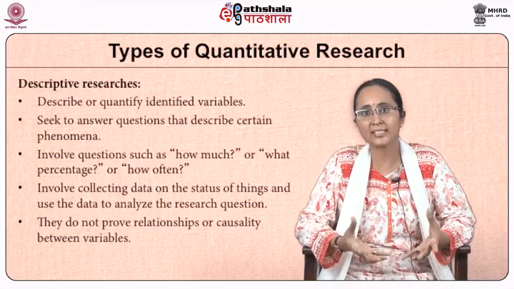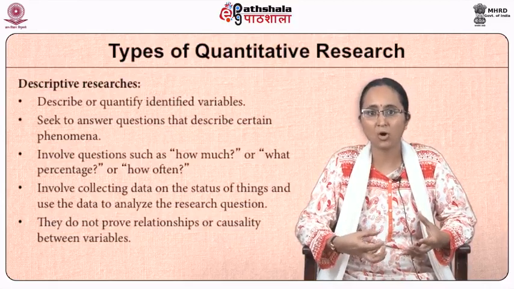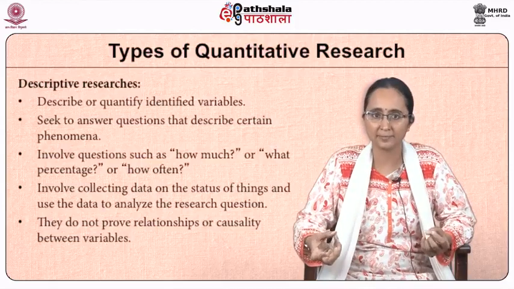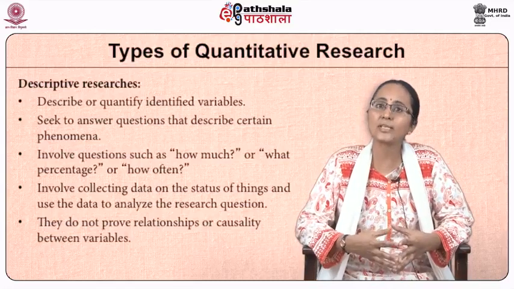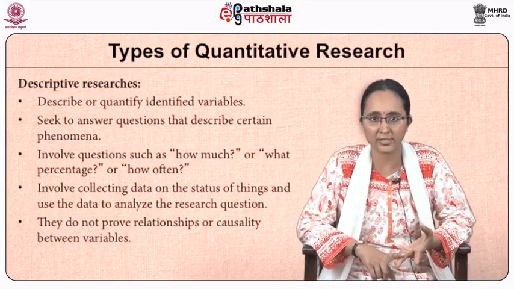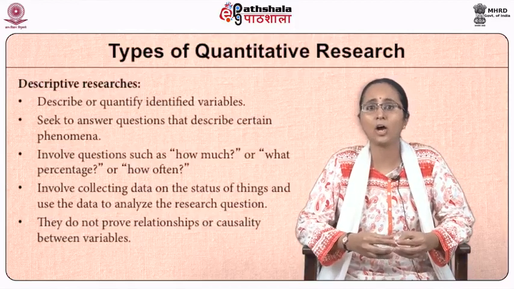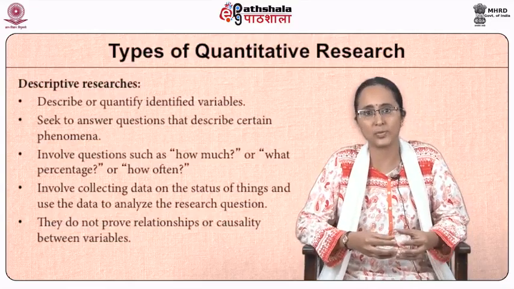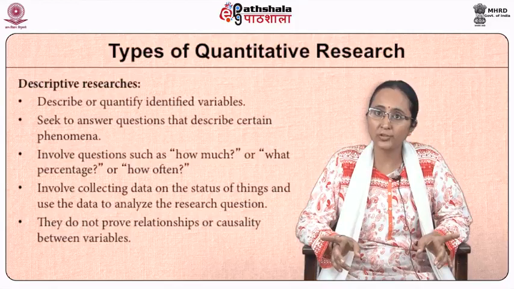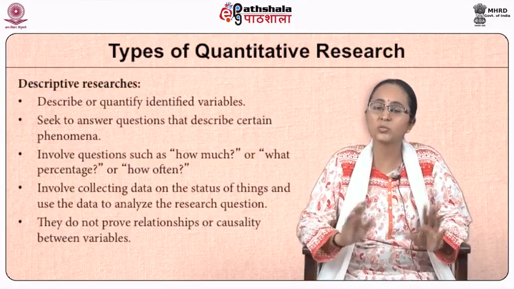What are your types of quantitative research? There are many types and we are going to do 4 basic types of quantitative research. The first type is a descriptive research, which, as can be seen from the title, describes or identifies variables. It seeks to answer questions that describe certain phenomena. So, it will have questions such as how much, what percentage, how often. It involves collecting data on status of things and using the data to analyze and provide information on the research question. These do not prove relationships or causality between variables.